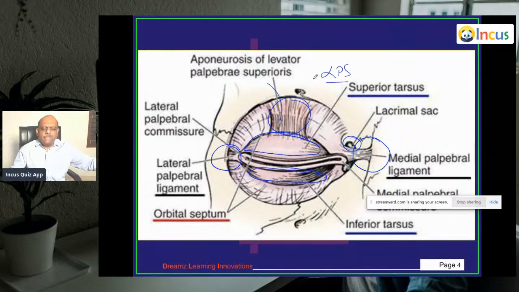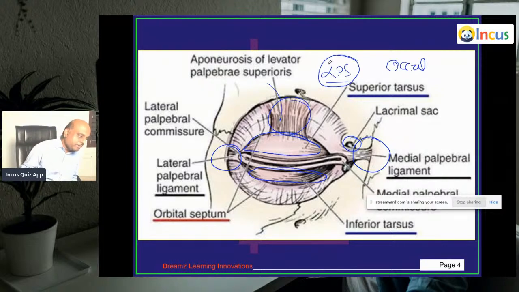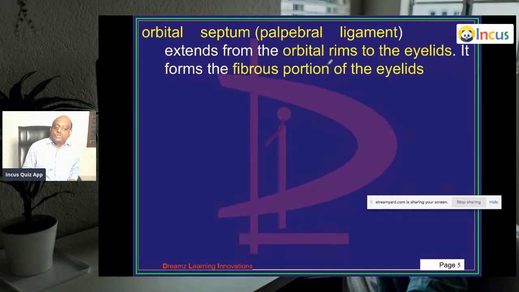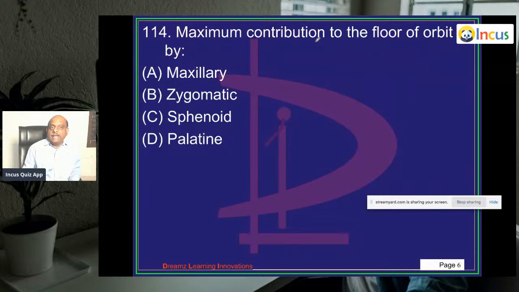All the muscles of the face, motor supply is by the facial nerve. The only muscle of the face whose motor supply is not the facial nerve but the oculomotor nerve is levator palpebrae superioris. That's the reason oculomotor nerve palsy typically leads to ptosis as a presenting feature. So the orbital septum, which is called the palpebral ligament, extends from the orbital rim to the eyelid, and it forms the fibrous portion of the eyelid.